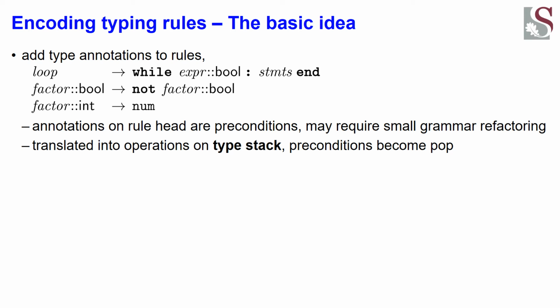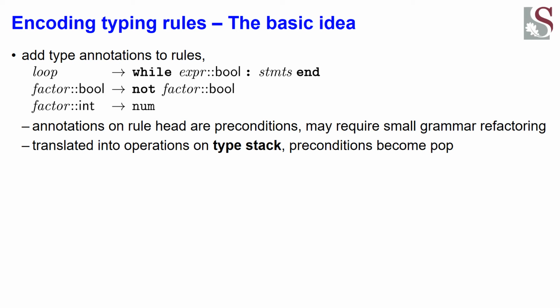First, we add type annotations as markup tokens to the rules. For example, the expression used in a while loop must be a Boolean, so we add the :bool type annotation to expr. The annotations on the rule head are preconditions. For example, the rule factor goes to not factor can only be used in a structural context where a Boolean value is required, like in the while loop.